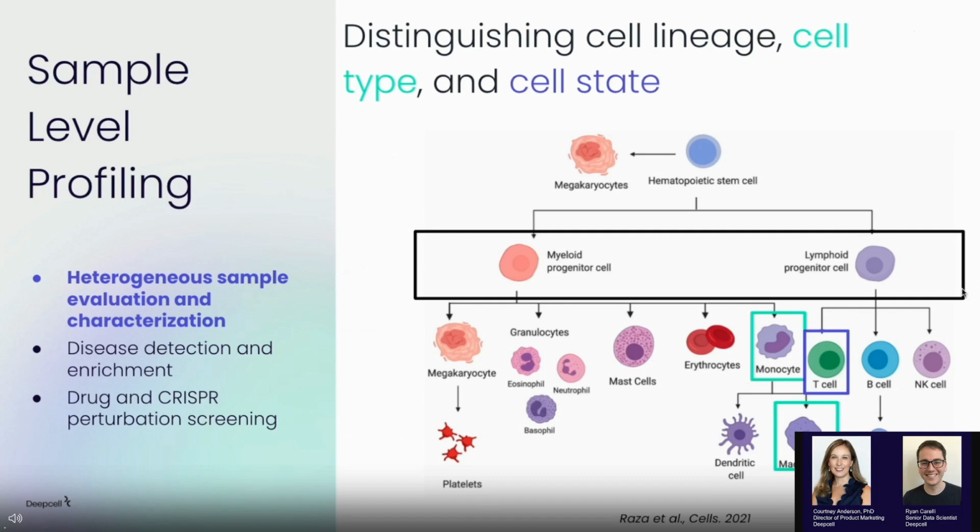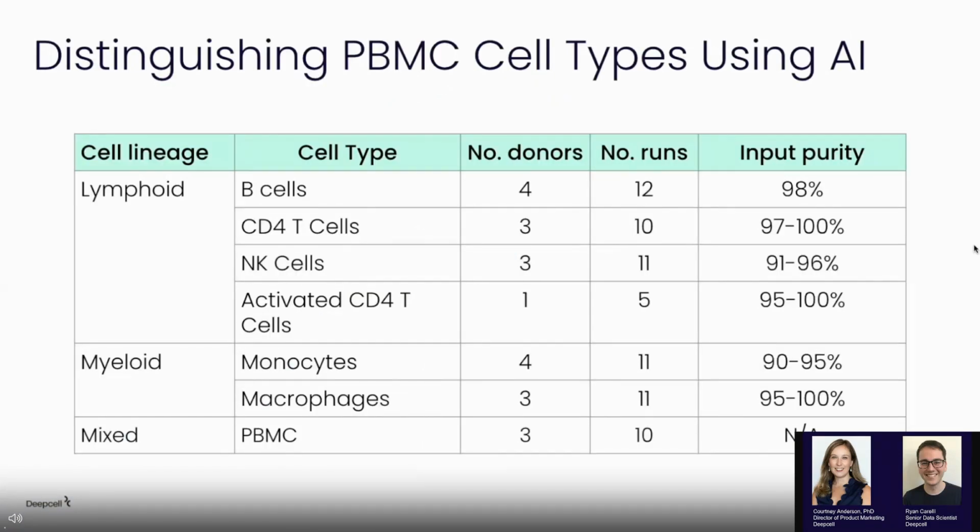In this next dataset, we'll show how REM I imaging can distinguish cell lineage, type, and state in PBMCs. For this dataset, we've included B cells, CD4 T cells, NK cells, activated CD4 T cells, monocytes, and macrophages, which have been purified from multiple donors. These purified samples provide a ground truth reference against which we can compare images of unpurified PBMCs from 3 donors.